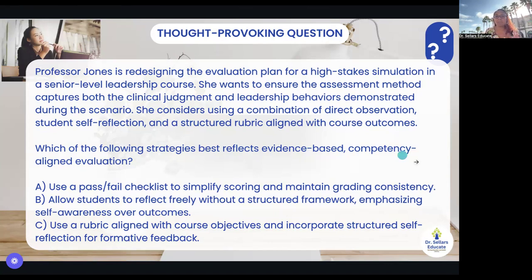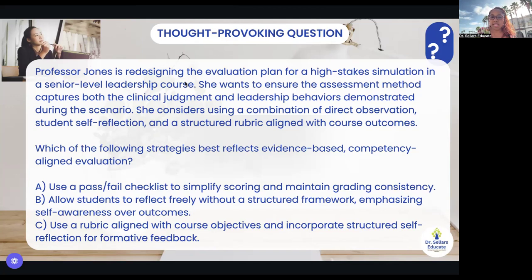All right, so speaking of our thought-provoking question, here we go. Professor Jones is redesigning the evaluation plan for a high-stakes simulation in a senior level leadership course. She wants to ensure the assessment method captures both the clinical judgment and leadership behaviors demonstrated during the scenario. She considers using a combination of direct observation, student self-reflection, and a structured rubric aligned with course outcomes. Which of the following strategies best reflects evidence-based, competency-aligned evaluation?